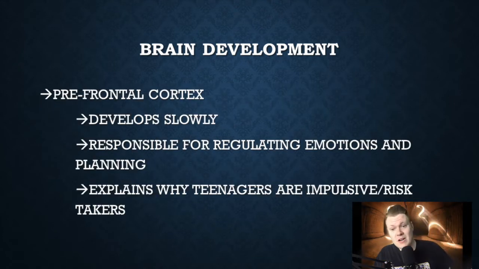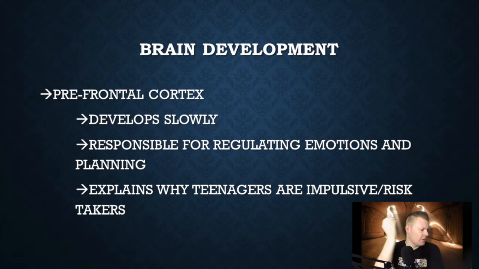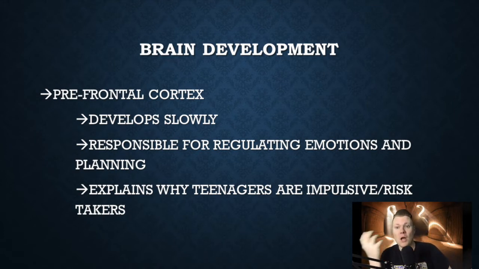The other part of the brain that's very important to note is the prefrontal cortex, which is in the front part of the brain. As we said, we develop from the back to the front. Here we have the amygdala, and then we have the prefrontal cortex, which begins developing slowly. This is responsible for regulating emotions and planning, and this explains why teenagers are also very impulsive.